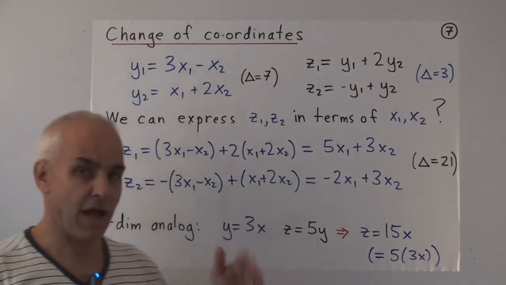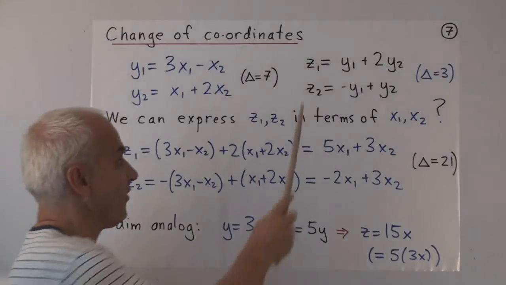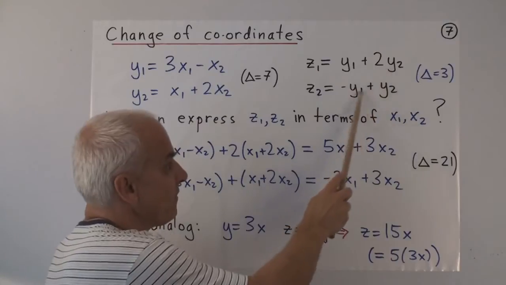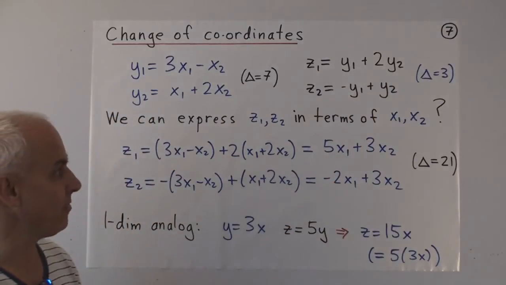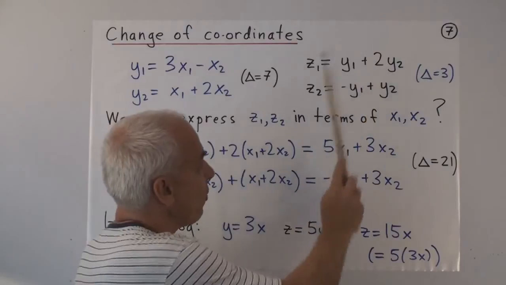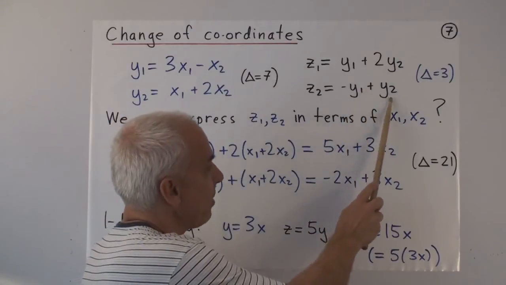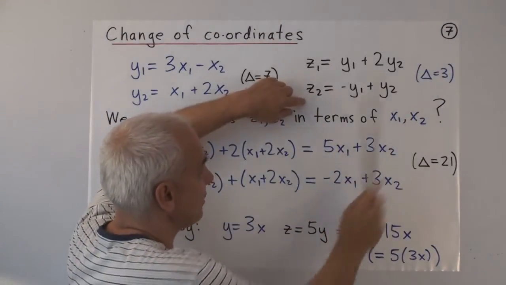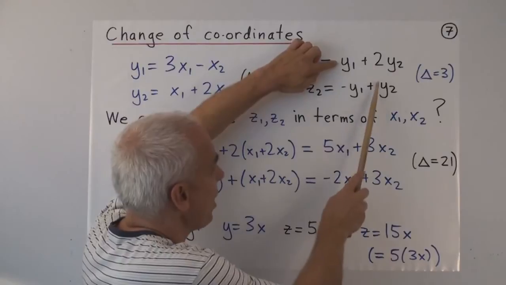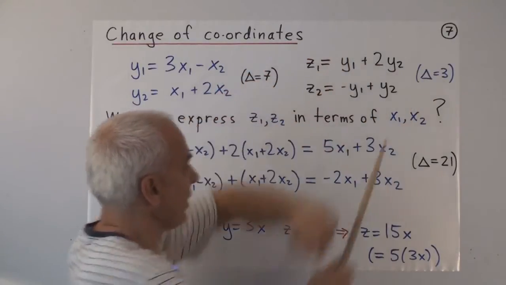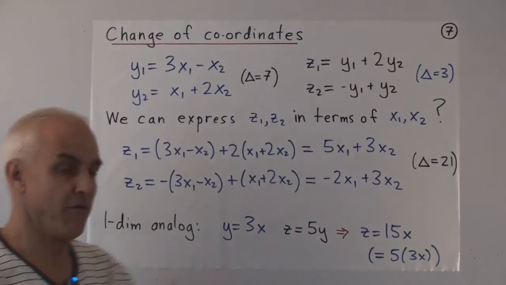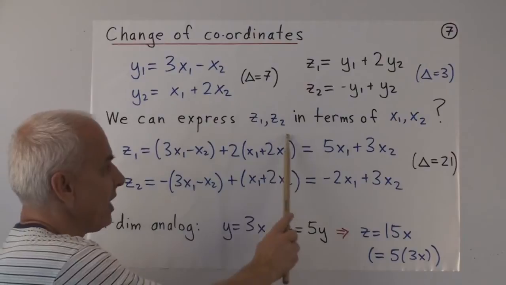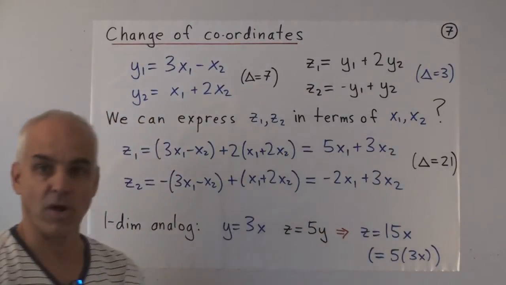And now let's introduce another set of variables, say z1, z2. And we'll suppose that z1 and z2 are known as linear combinations of the y variables. So that z1 is y1 plus 2y2, and z2 is minus y1 plus y2. This change of variables also has a delta function associated to it. It's 1 times 1 minus 2 times minus 1. That's 3. And now a very natural and important question is, how can we express z1 and z2 in terms of the original variables x1 and x2?